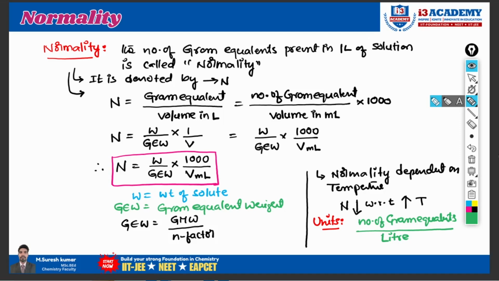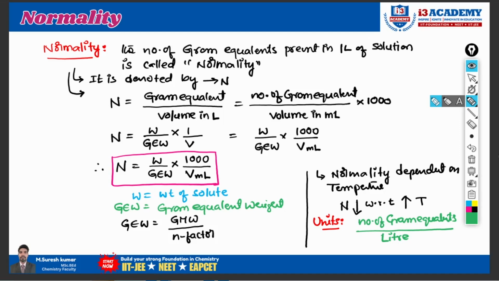Now W is equal to weight of solute, that means the given substance. Gram equivalent weight is calculated from gram molecular weight and N factor. So gram equivalent weight is equal to gram molecular weight by N factor. Normality is dependent on temperature, unlike molarity. So normality decreases with an increase in temperature.